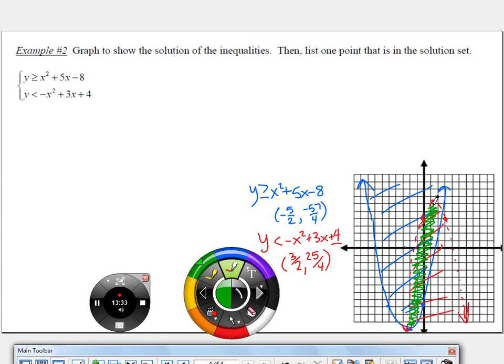So any point within those boundaries is a solution. If it's on the solid boundary, it will count because that's included. If it's on the dashed boundary, it would not count as a solution. So to list a solution in the set, I could say like 0, 0 is a solution. You could list any other point that's in that shaded region.